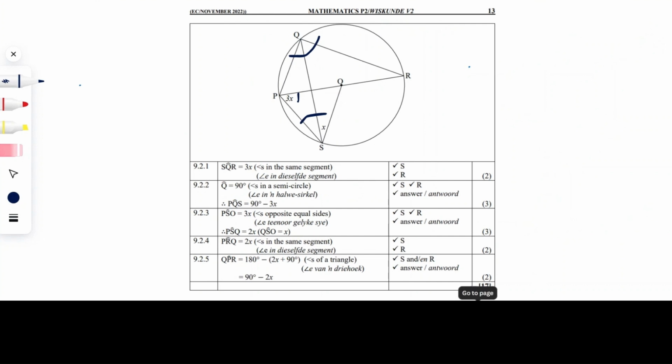And obviously, guys, when you're writing this out as your answer, you need to say PRQ. Don't just say R, guys. A lot of students make this mistake. You're going to lose marks. You cannot just say R. You need to state the full angle. PRQ equals 2x because of angles in the same segment. That's exactly how you get your answer.